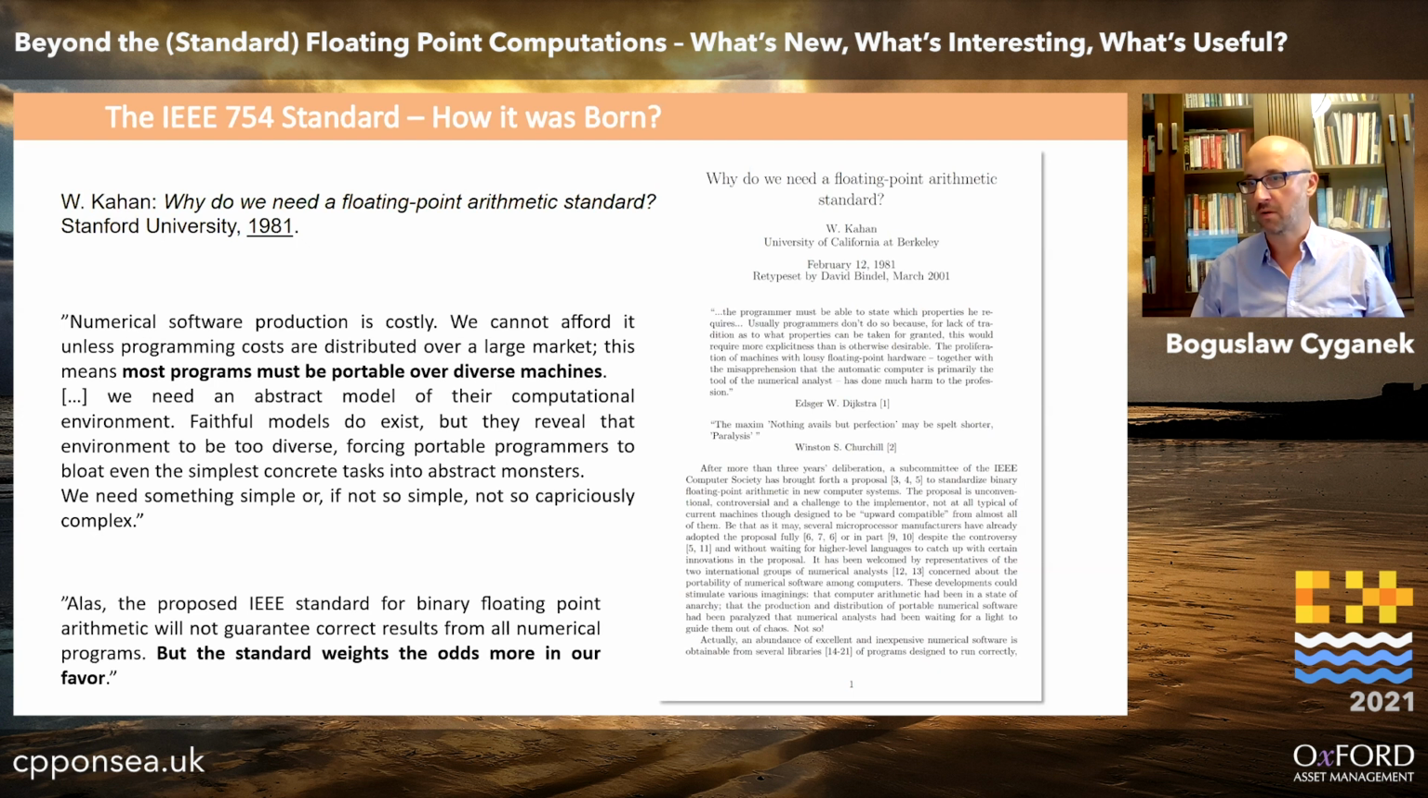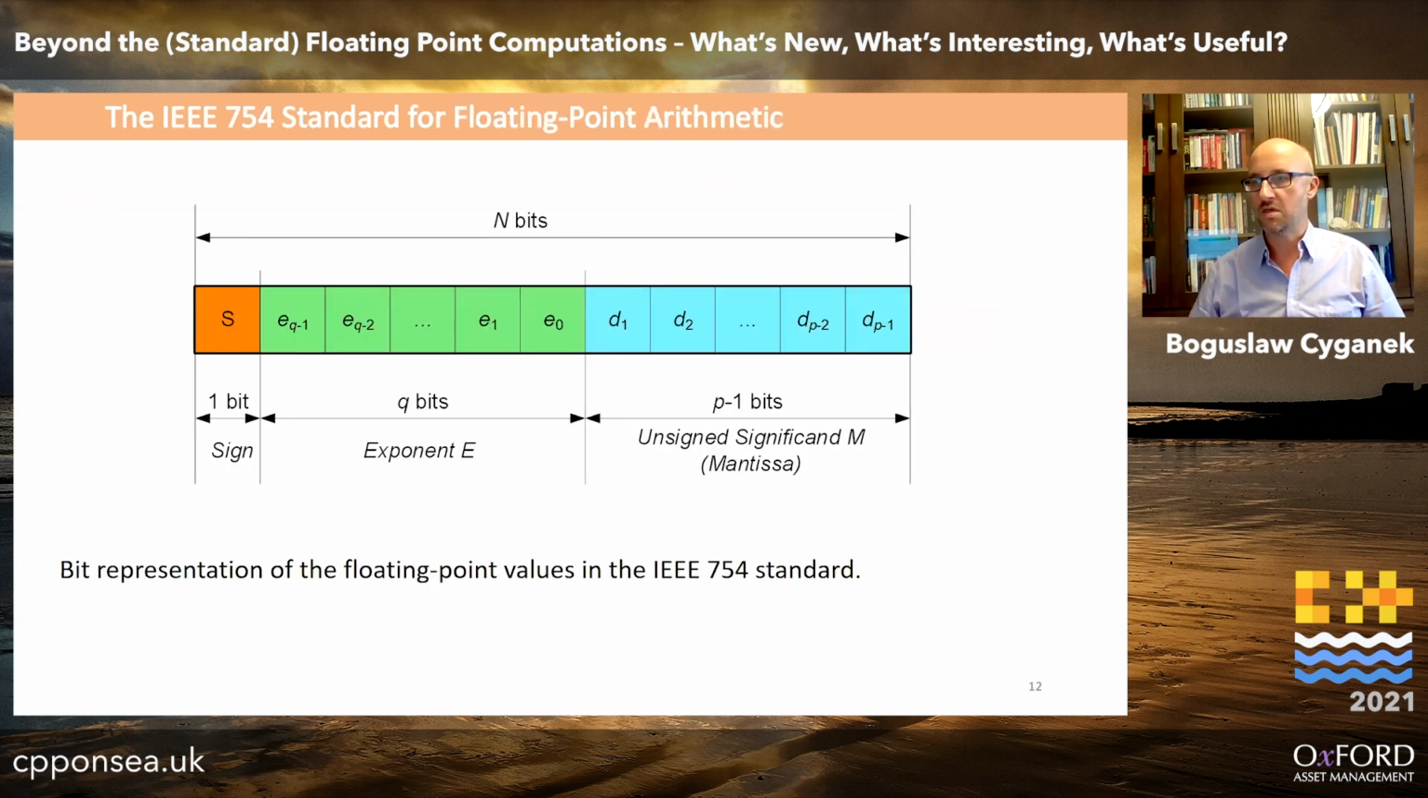However, at the end of this paper, he finishes like this. Alas, the proposed IEEE standard for binary floating point arithmetic will not guarantee correct results from all numerical programs, but the standard weights the odds more in our favor. And indeed, for these 30 years or more of the standard, we can see that there is a gap, but the standard paid off. We all are using this standard, and the software is portable among systems.